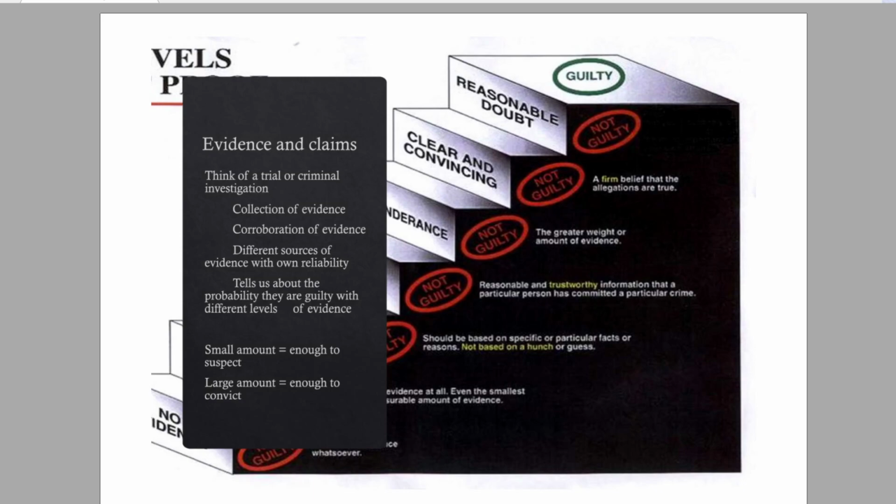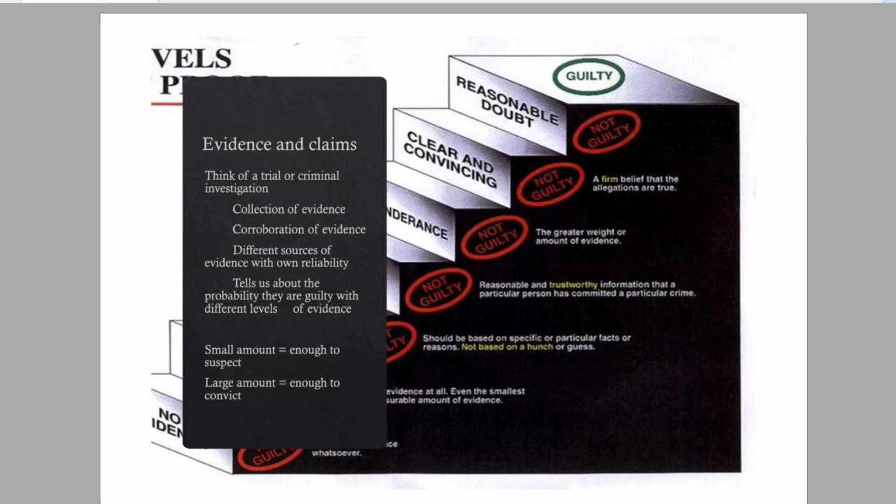And usually they're collecting evidence. They're looking to see if it's corroborated. So are they finding multiple avenues that give them the same answer? So if they're looking at DNA and it's giving them the same thing as a witness testimony and the same thing as all kinds of things. So they're looking for different sources. And that's the next one, the different sources of evidence with their own reliability.